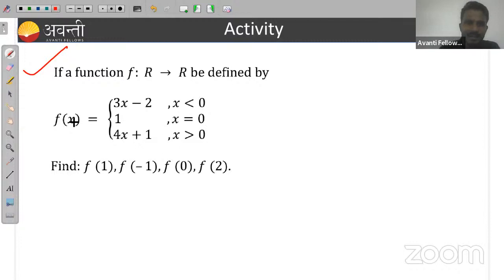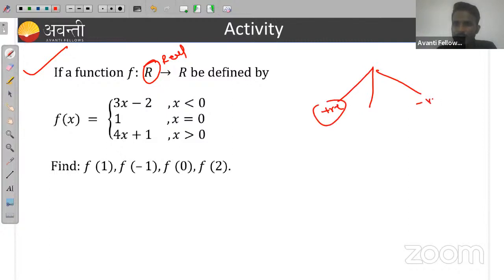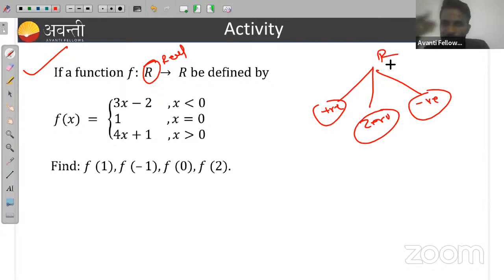It says that the function can take any input as a real. This R stands for real number. So the function can take any real number. Any real number can be one of three things, right? Either positive, negative, or zero. If you take any real number in the world, you get these three things: either it will be a positive real, a negative real, or a zero. So the function will behave differently.